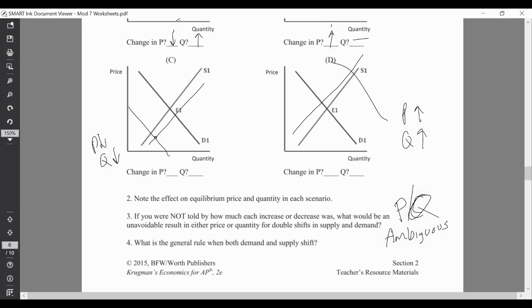One of them will be, if they don't give you sizes of the shifts or numbers of how big the shifts are. So they just say one is shifting, demand is increasing, supply is increasing, or demand is decreasing. If they just say that there's an increase or decrease, or just tell you about the determinants of demand or determinants of supply, something will be ambiguous. Something's bound to be ambiguous.